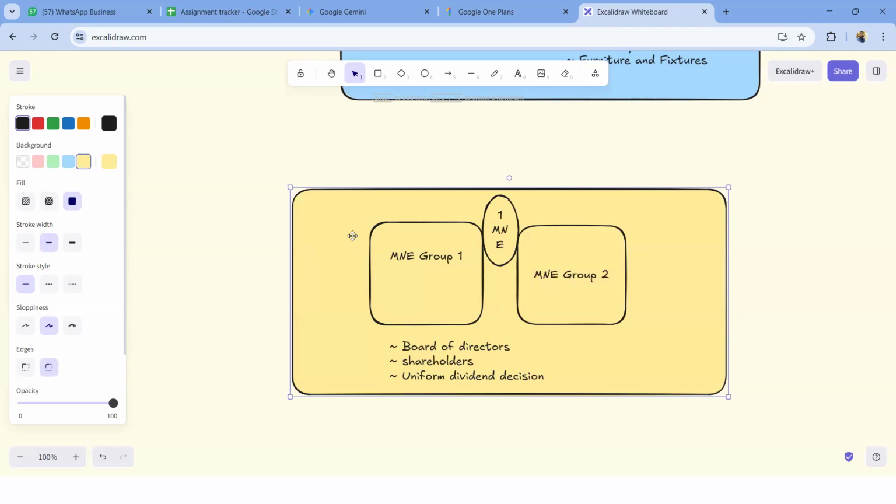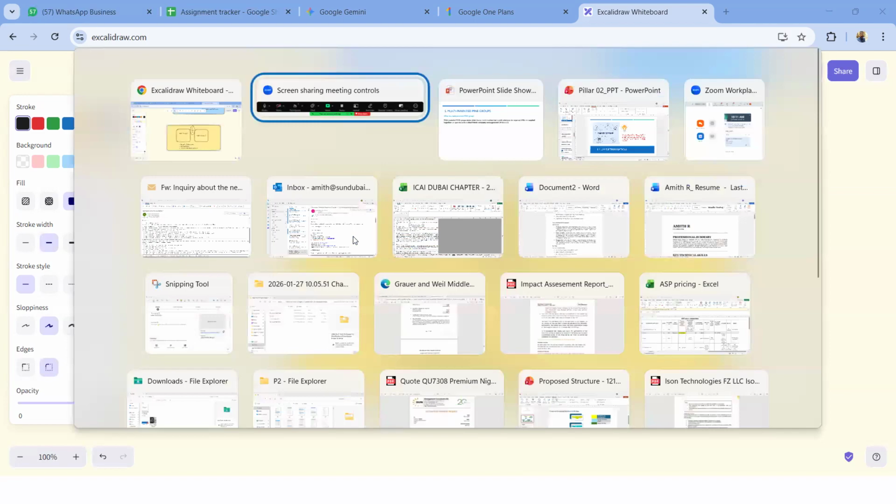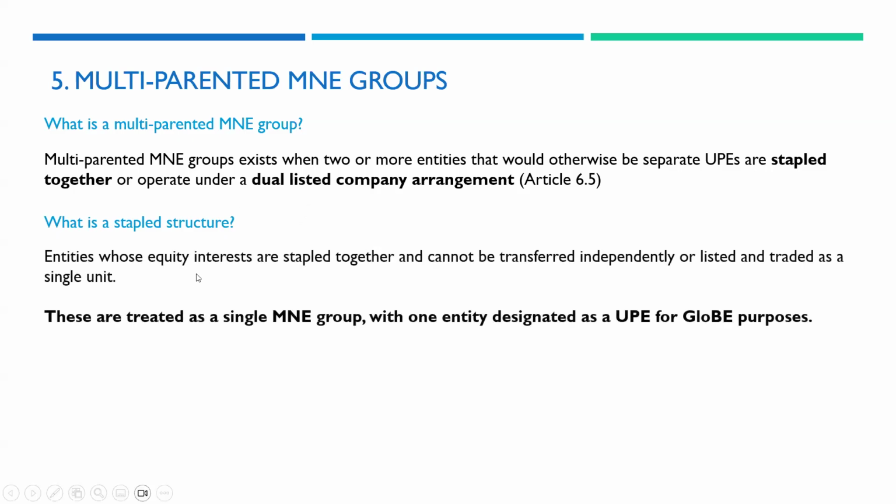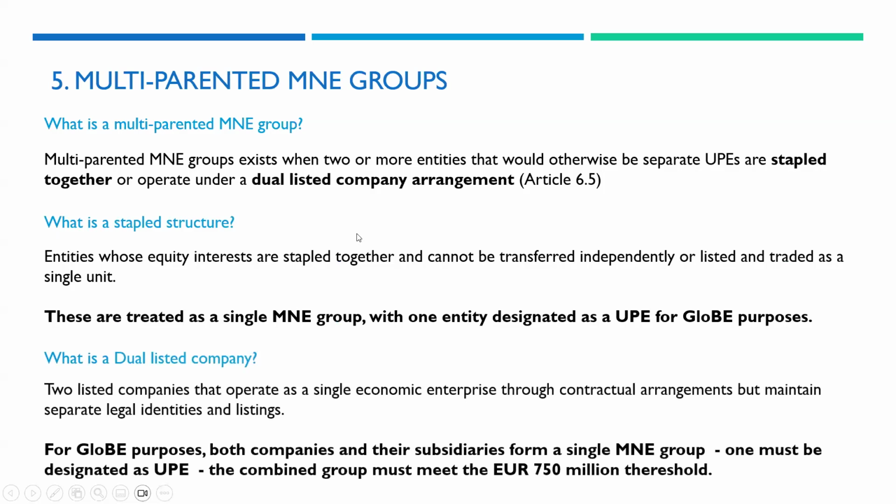Now I will tell you why they have specified it like this. This is what is called a dual listed entity. Two or more entities, otherwise separate, are stapled together or operate under a dual listed company arrangement. So what is a stapled structure, and what is a dual listed? It operates as a single economic enterprise, and contractual agreements remain the same.